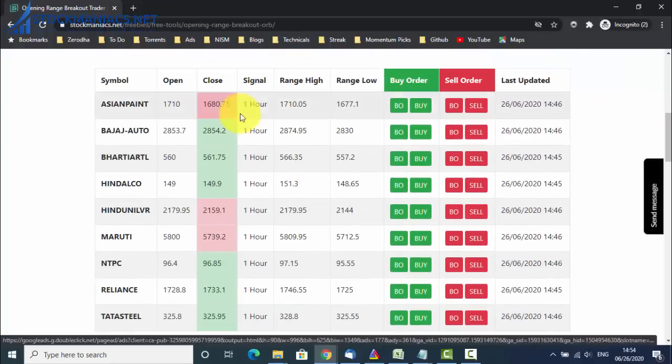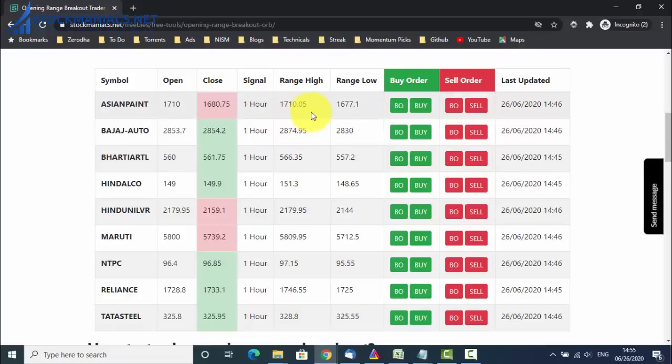And here my dear friends, you can also see the range high and the range low. So Asian Paints has made a range high of 1710.05 and a range low of 1677.10. Now you can directly put a buy or a sell order over here. If you put a buy order, it will automatically place a buy order above the range high with your specified stop loss and target. And if you put a sell order, it will automatically place a short sell order below the range low with your specified stop loss and target.